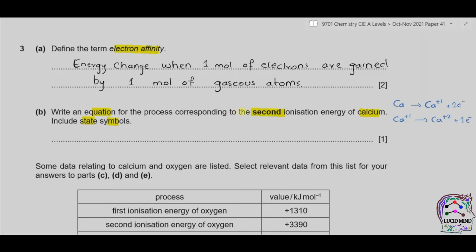So we can write the equation for second ionization energy as follows. Calcium already in the plus 1 form, which is a gaseous ion, will lose another electron to form calcium 2 plus, plus 1 electron.